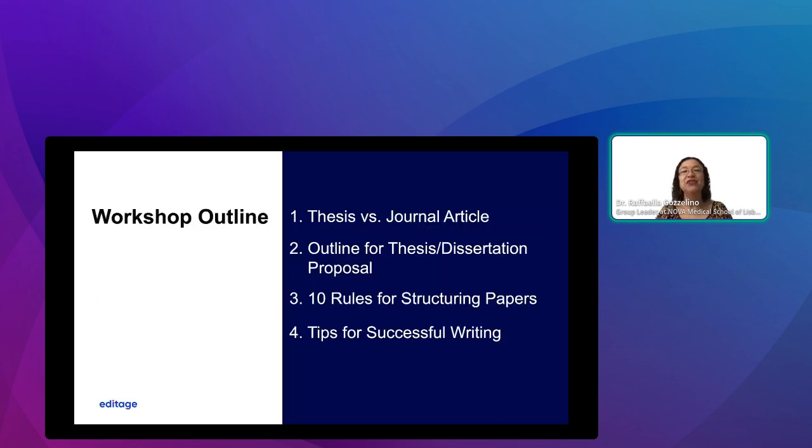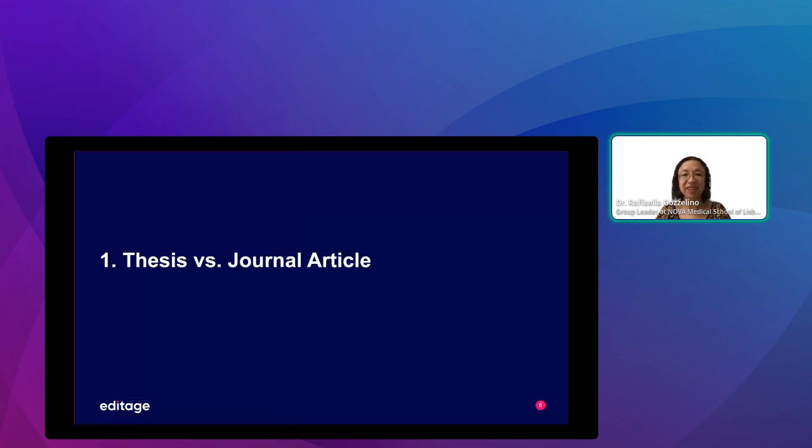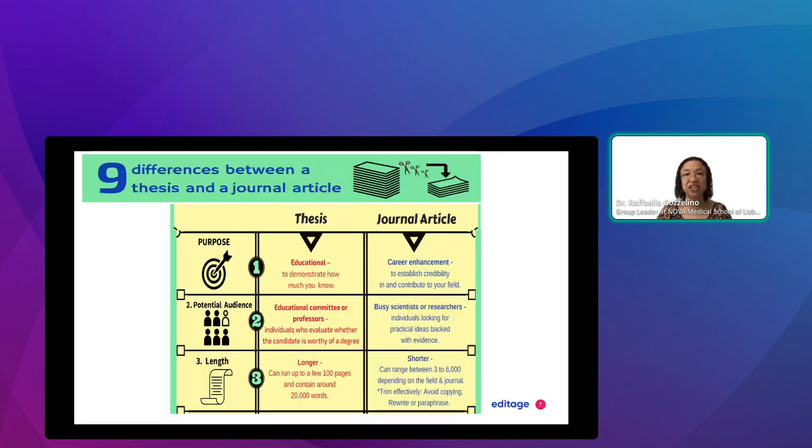This is the workshop outline for today. We will talk about the differences between writing a thesis and writing a journal article. Then we provide an outline for a thesis and dissertation proposal, 10 rules for structuring papers, and some tips for successful writing. So let's start from the very beginning by looking at the differences between the two types of writing, thesis on one hand and journal article on the other.